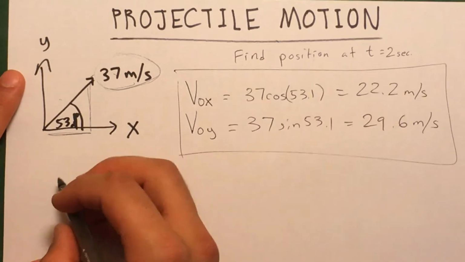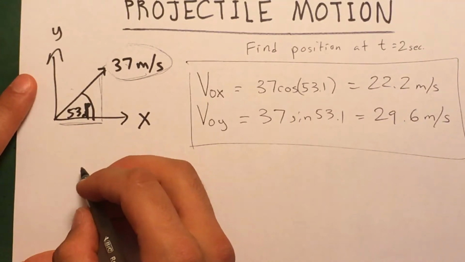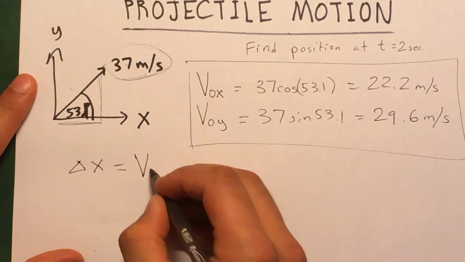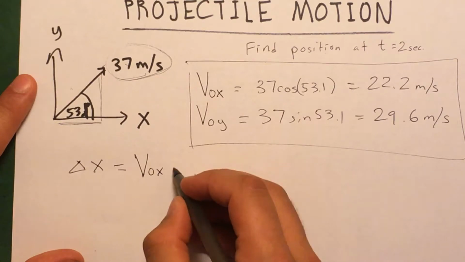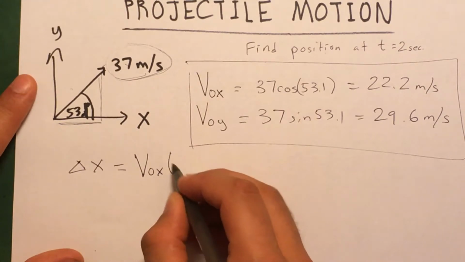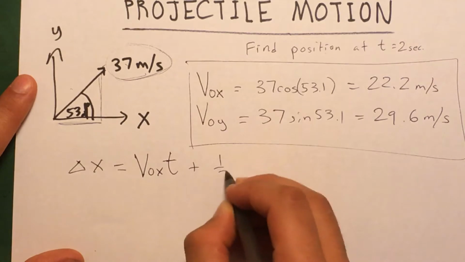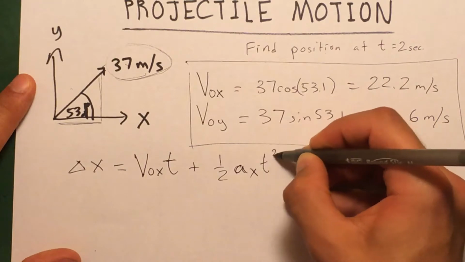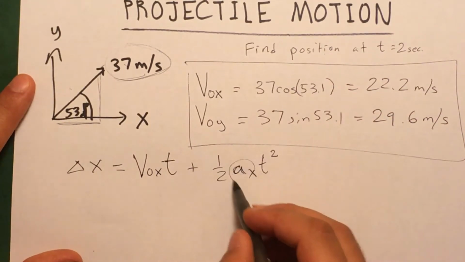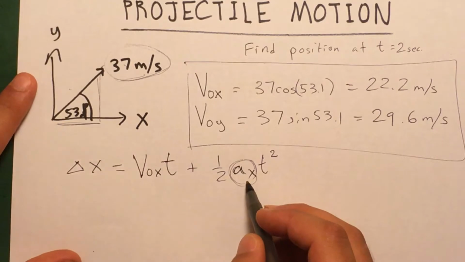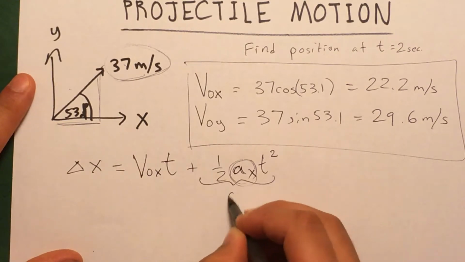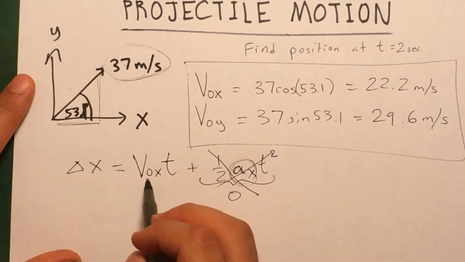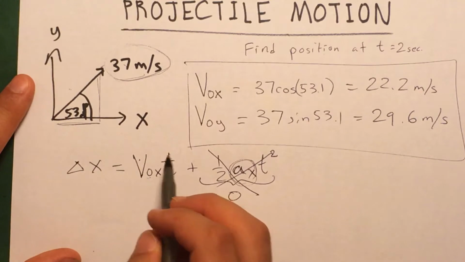So let's begin with the x. One of our kinematic equations that we could use is that delta x is equal to the initial x velocity times time, plus a half a x, the x component of acceleration, times t squared. To simplify this, we know that in projectile motion the x component of acceleration is 0, which makes this entire term 0, so we can cross that out. Now delta x is equal to the initial x component of velocity times time.